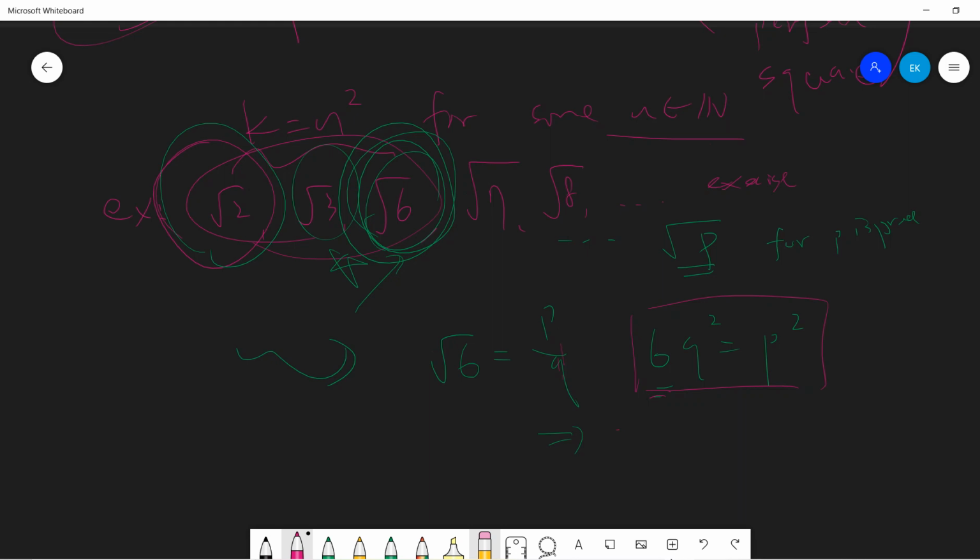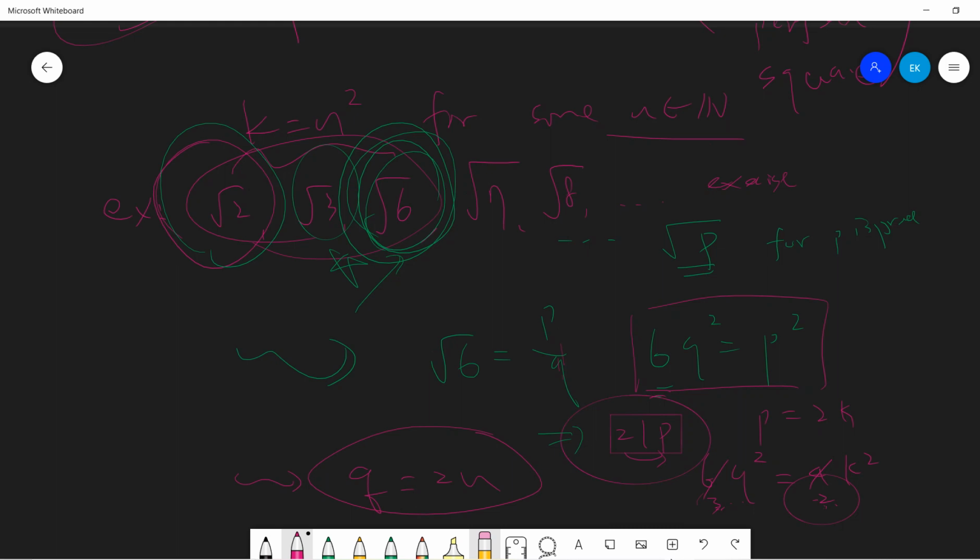From this you can say 2 divides p, so p equals 2k or something, and so you get 6q squared equals 4k squared. Now 3 cannot be divisible by 2, so the only way is that q is divisible by 2. So q can equal 2u, which contradicts the assumption that p and q are coprime.